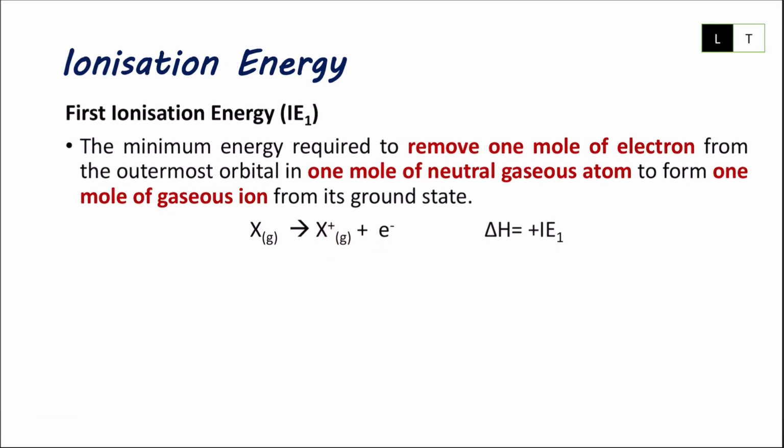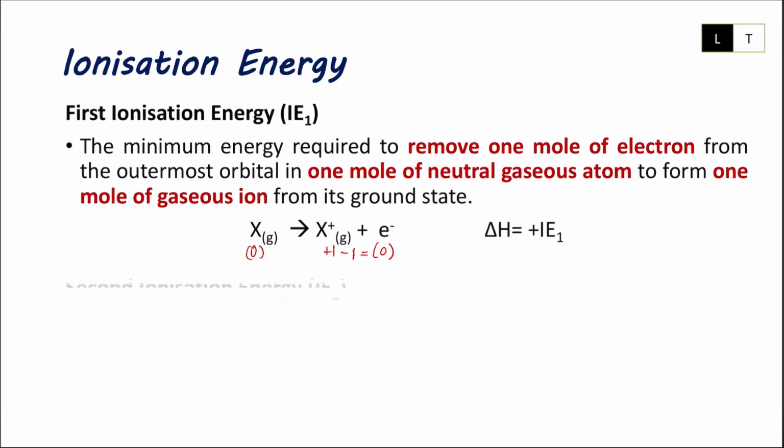If I want to calculate the total charge, whether they are balanced or not, here we have 0 and here we have positive 1, minus 1, because the charge of the electron is negative 1. So I will have 0 on both sides. So this is the first ionization energy.